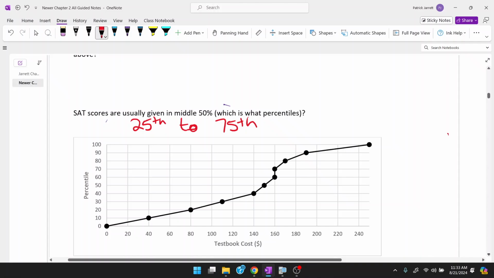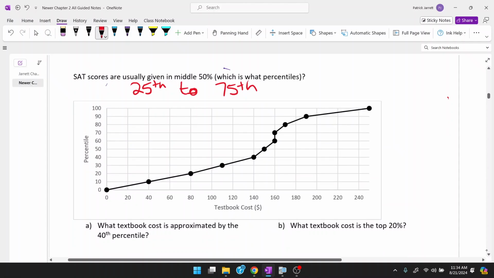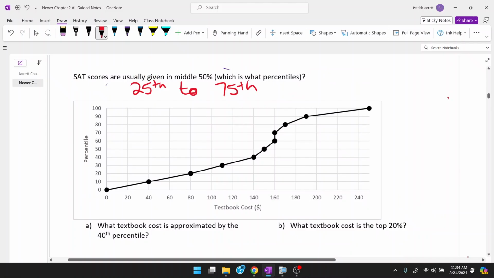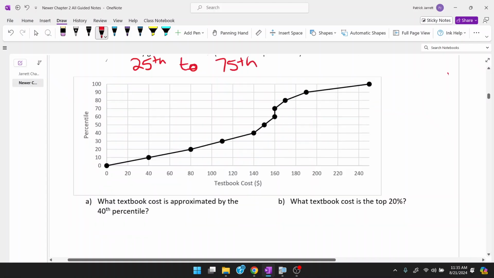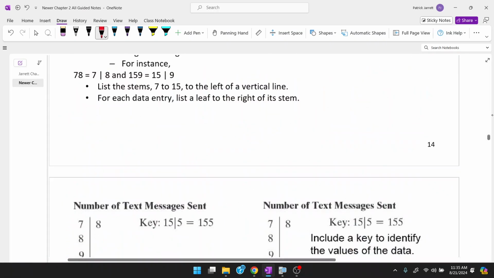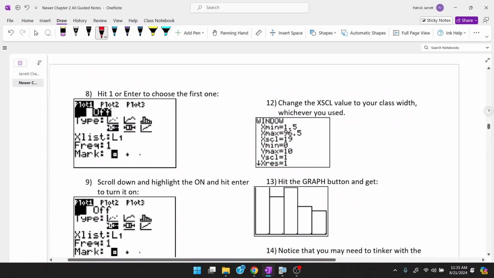Now, here is something with textbook costs. What textbook cost is approximated by the 40th percentile, and which one is the top 20%? Now, this one's a little better, but I have to make sure. So, middle 50%: what's the difference between 75 and 25? Approximated by. I've got to figure out a better hotkey for this.